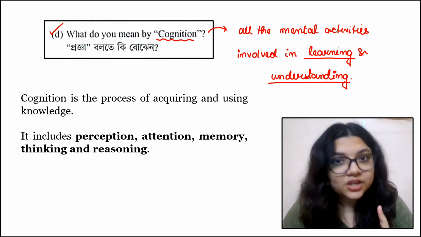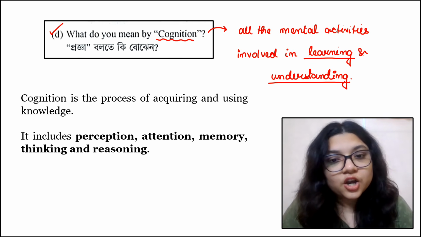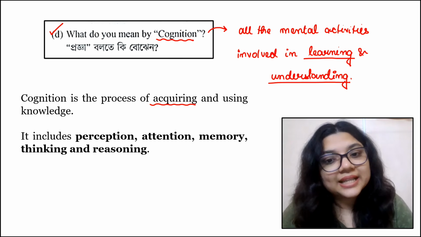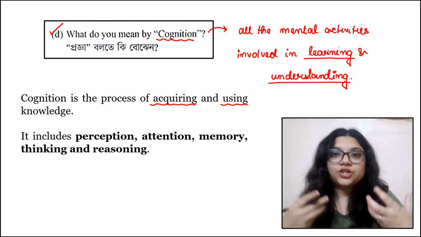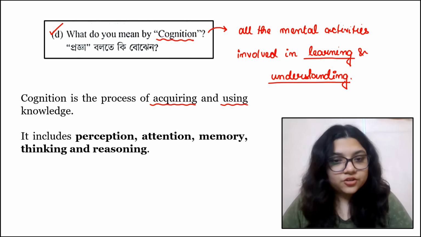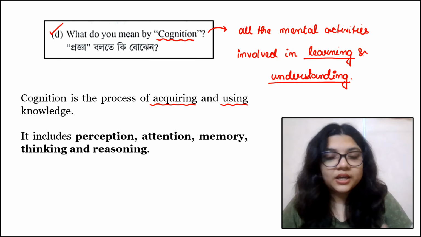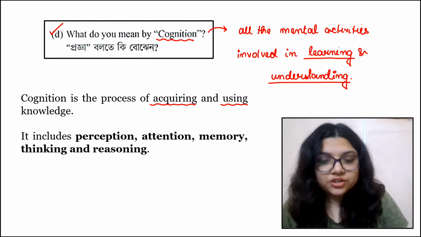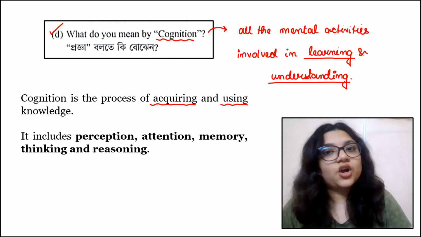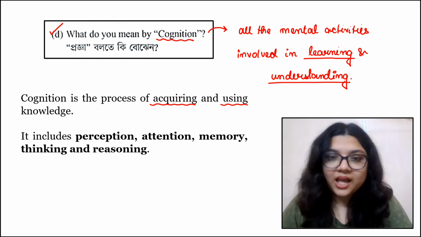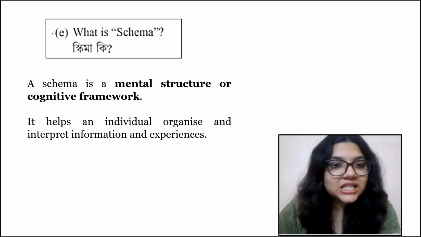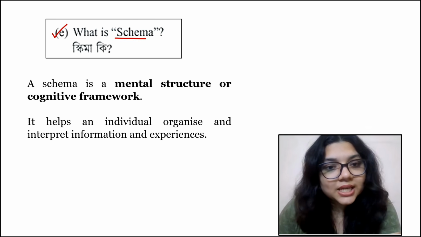So what we say is cognition refers to the process, two aspects, one acquiring and then using that knowledge. So in order to be able to get knowledge and use it further, there have to be perception, attention, memory, thinking, reasoning. Okay, these components have to be there. I hope you've understood. Okay, so getting started with the next question, what is schema?